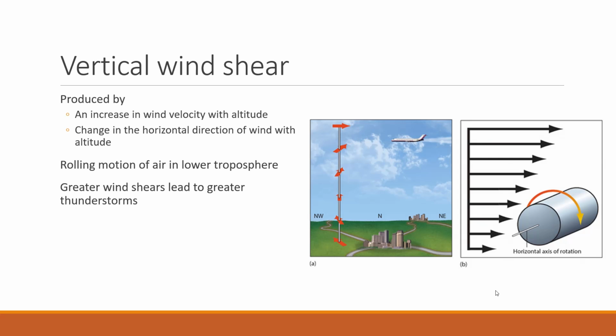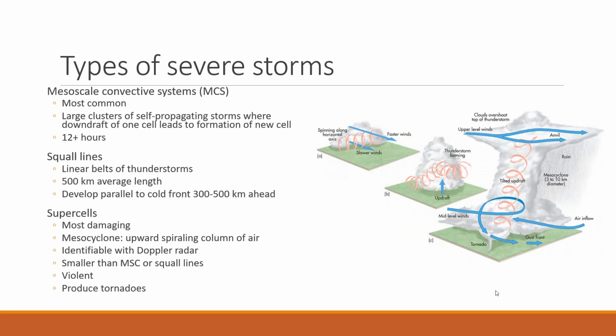So vertical wind shear is where we have varying velocities, amounts, and directions as we go up in the troposphere. So we have an increase in wind velocity with altitude, and we have changes in the horizontal direction of wind with altitude. So this leads to a rolling motion of air in the lower troposphere. And so the greater wind shear we have, the greater the thunderstorms, because we are bringing up more of that air faster. There are different types of severe storms.